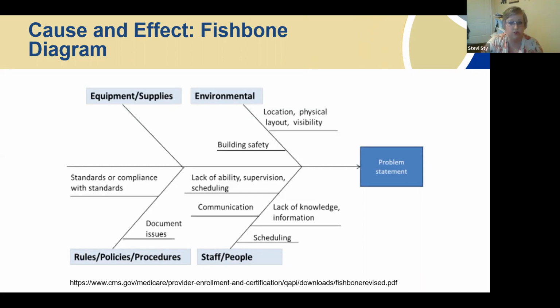And then you're going to brainstorm all the possible causes of the problem, asking, why does this happen? List all the ideas, and have a facilitator write the causal factor as a branch from the appropriate category. The causes can be written in several places if they relate to several categories. You can have subcategories branching off if you need those.